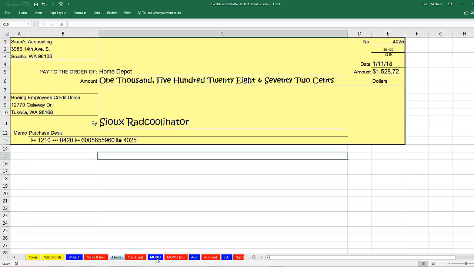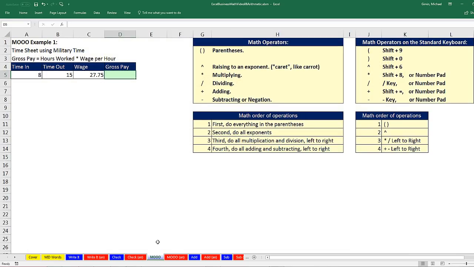All right, now we want to go over to moo. I thought we already did math, order of operations. Yes, we did. Here's our operators.